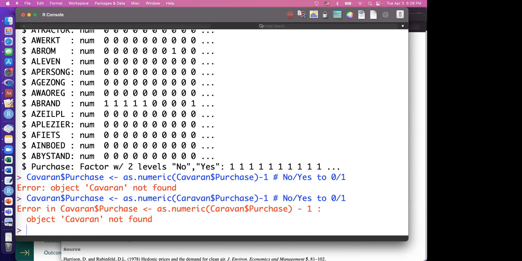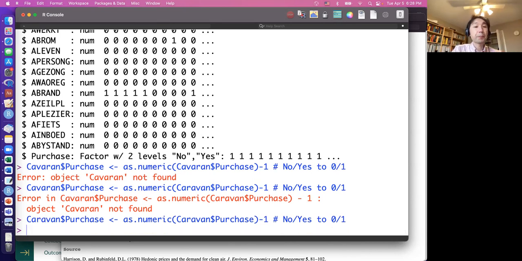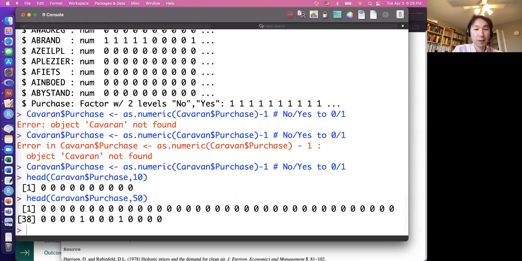You need to change the first one. Oh, yeah, caravan, both. I mistyped. Yeah, caravan. Yep. So then the purchase variable becomes 0, 1. We can see the caravan purchase. Maybe we can just look at the head, the first 10 observations, then 0, 0, 0. Maybe if we make it larger, some ones. But only a few customers purchased this product.